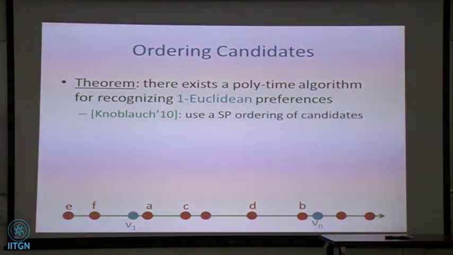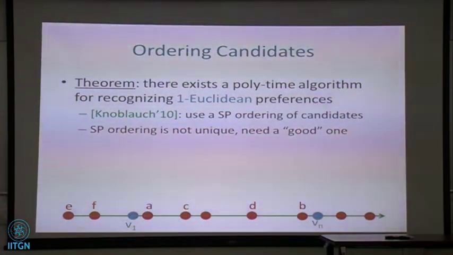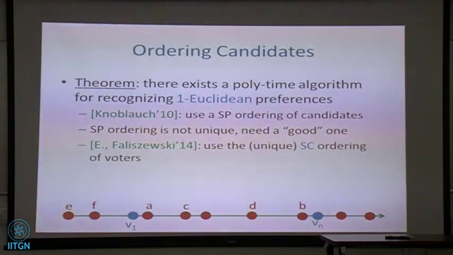Okay, so here's another idea which may seem counterintuitive. This is an idea that was published in a paper of mine in 2014, and it is to use the unique single crossing order of voters. What's great about the single crossing order of voters? It's unique. Again, we can delete duplicates, we don't care about reversals, so up to that, it's unique. So why is the order of voters useful?